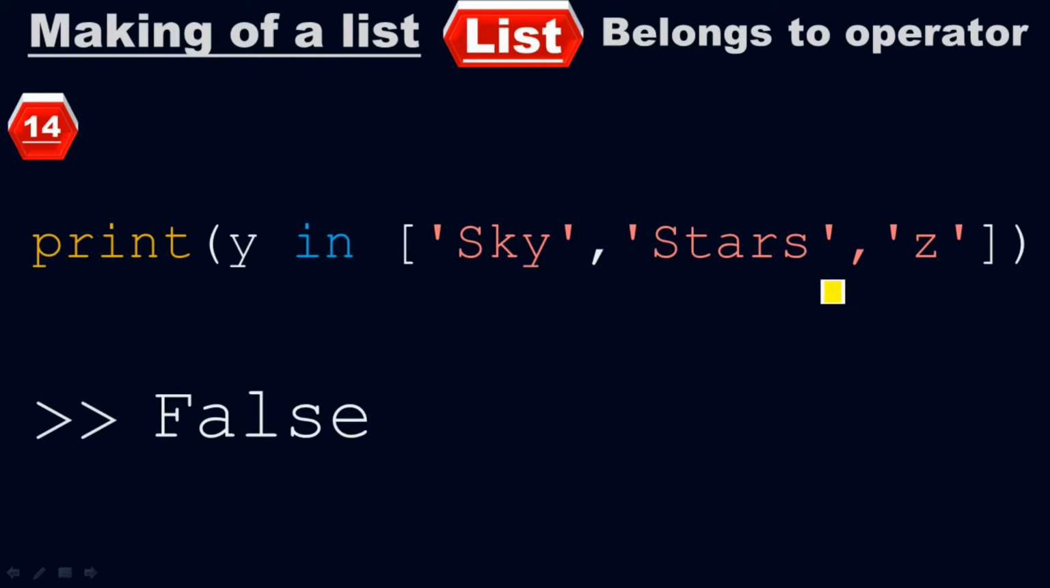Y does not exist among all these three elements. We have only three elements: sky, stars, and z. There is no y element. Therefore, it returns false in the final output.